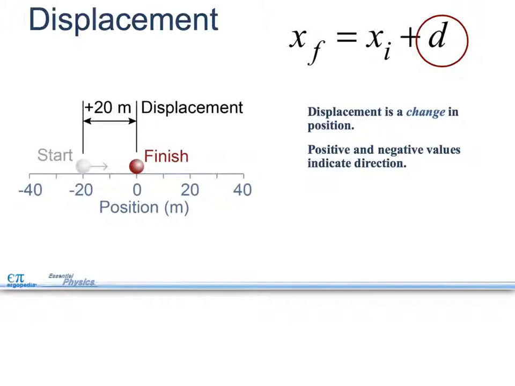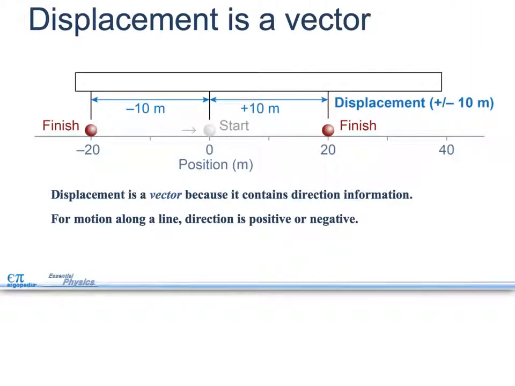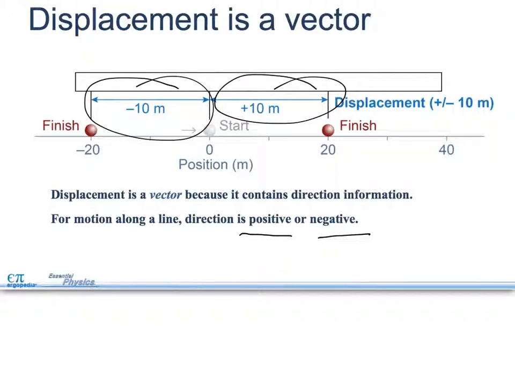Displacement is a change in position. Positive and negative values indicate direction. So you're seeing here you have a change of 20 meters because it moved from negative 20 to 0. Displacement is a vector because it has directional information and the number, the magnitude, that goes with it. For motion along a line, direction is either positive or negative. So we have positive moving this way and negative moving to the left.